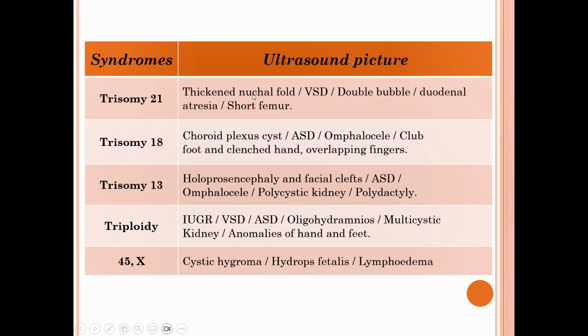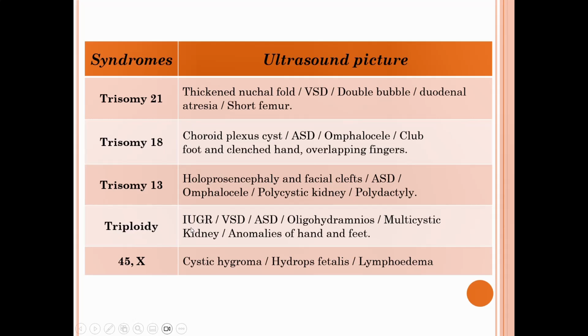In trisomy 21, there can be thickened nuchal fold, there can be VSD, there can be double bubble sign, which indicates duodenal atresia, there can be short femur. In trisomy 18, remember Edwards syndrome, there can be choroid plexus cyst, there can be ASD, omphalocele, club foot, clenched hand, overlapping fingers. In trisomy 13, there can be holoprosencephaly and facial cleft. There can be ASD, omphalocele, polycystic kidney, polydactyly.